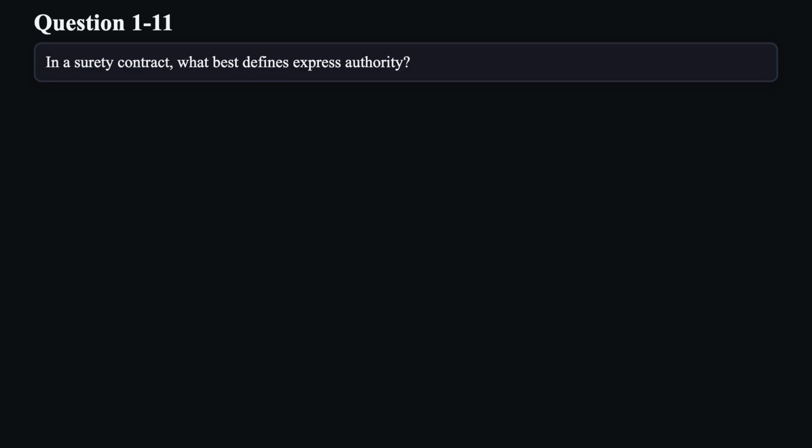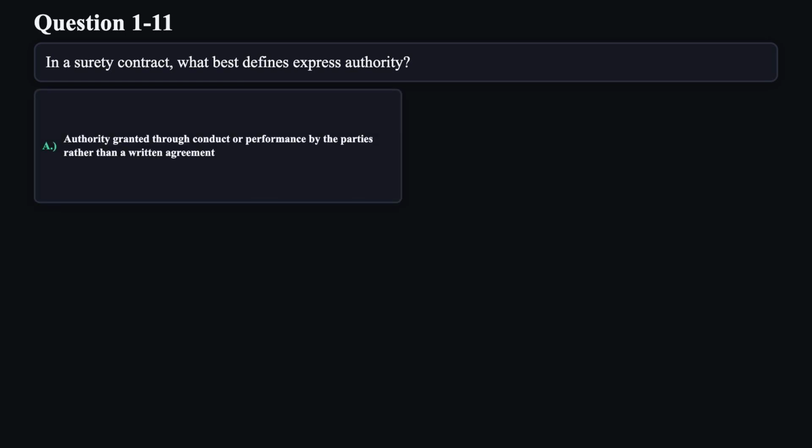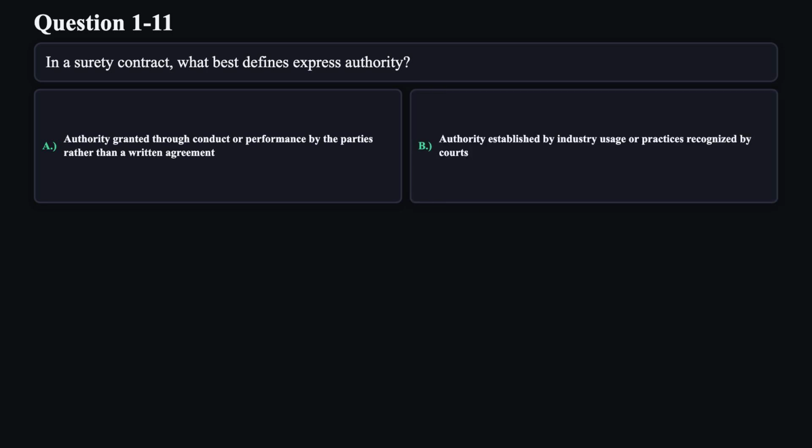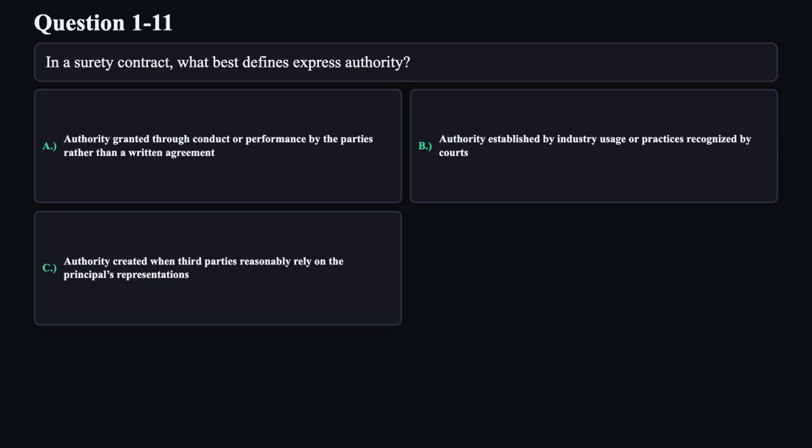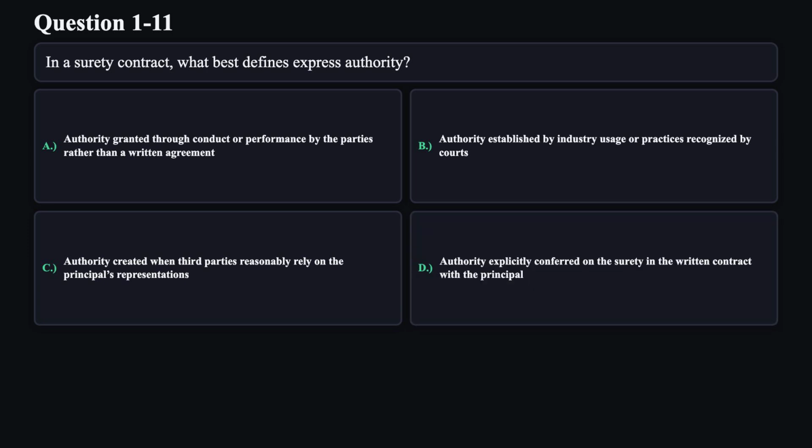Question 11. In a surety contract, what best defines express authority? A. Authority granted through conduct or performance by the parties, rather than a written agreement. B. Authority established by industry usage or practices recognized by courts. C. Authority created when third parties reasonably rely on the principal's representations. D. Authority explicitly conferred on the surety in the written contract with the principal.